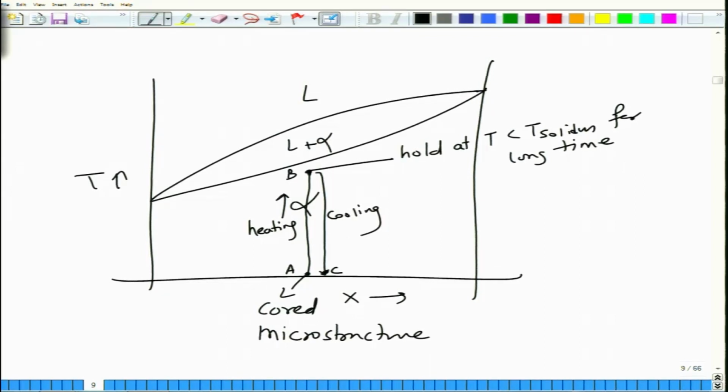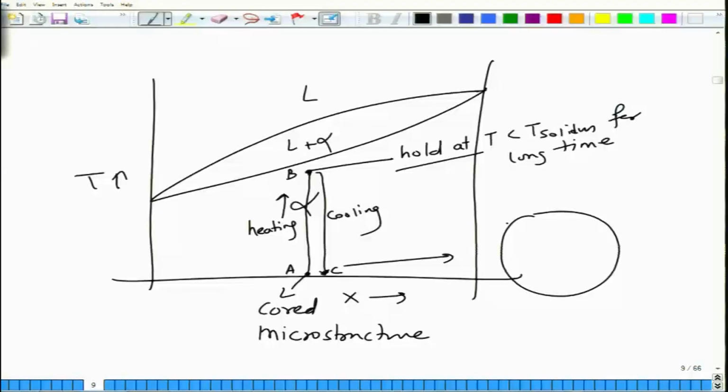You can cool it fast or cool it slow depending upon what kind of microstructure you want. But this is how you do the solutionizing treatment. You hold it at a high temperature, which is high enough but lower than the temperature at which liquid will form. So you hold it in the solid region at high enough temperature for long enough time so that all the solute is now able to homogenize itself across the solid.